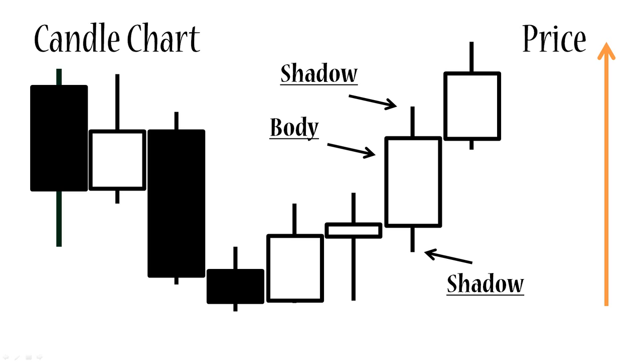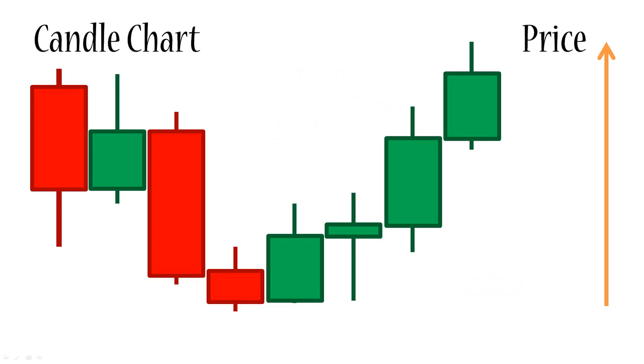Also, candle charts can sometimes be colored, just as we saw with bar charts, and that helps traders see patterns quicker. In this case, red means bearish candles, green means bullish candles.